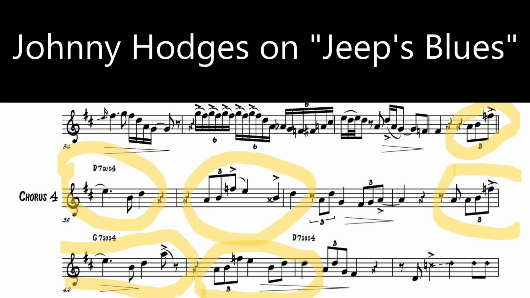Another great solo to listen to is Johnny Hodges on Jeep's Blues. You'll hear bits and pieces of this scale scattered throughout that solo, usually on the 4 chord. And so with practice, and if you choose your notes and rhythms well, you can get some really nice blues phrases with this scale. Maybe something like this.